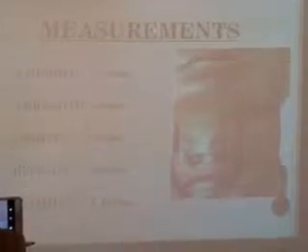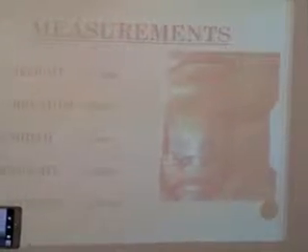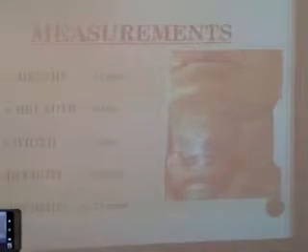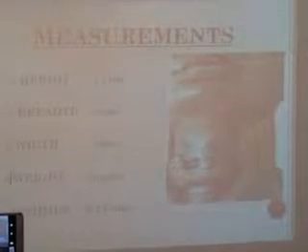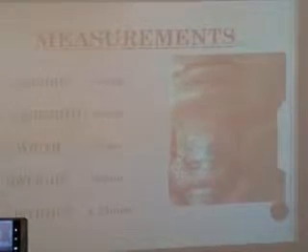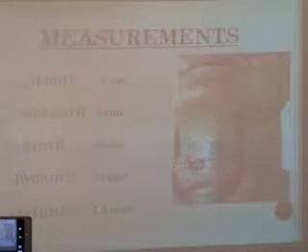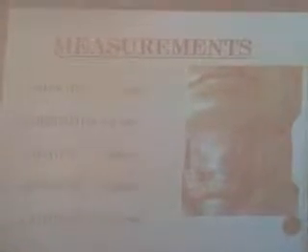Next is about the measurements of thyroid gland. Height is about 5 cm and breadth is about 3 cm. Width is 2 cm and weight of thyroid gland is 25 grams, and about the isthmus, it is 1.25 cm. So these are the measurements of the thyroid gland.